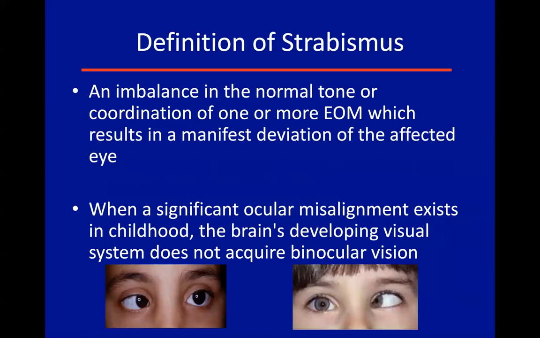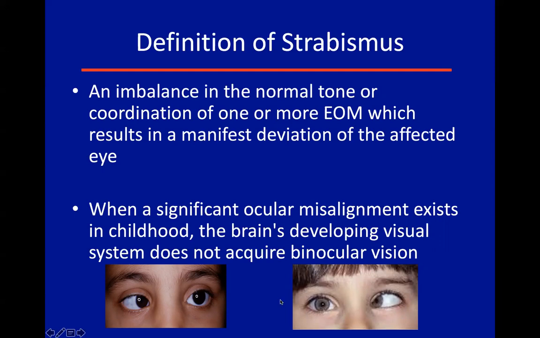So let's define strabismus. It's an imbalance in the normal tone or coordination of one or more of the extraocular muscles. And as I mentioned to you, we're going to be showing you more. There are 6 extraocular muscles, which result in a deviation of the affected eye. You can see it here. One eye, this is your corneal reflex. It's just simply by using a pin light. You can see it's centered in the pupil. Here, unfortunately, it's right here at the limbus. You can see that little mark there. So this is an imbalance.